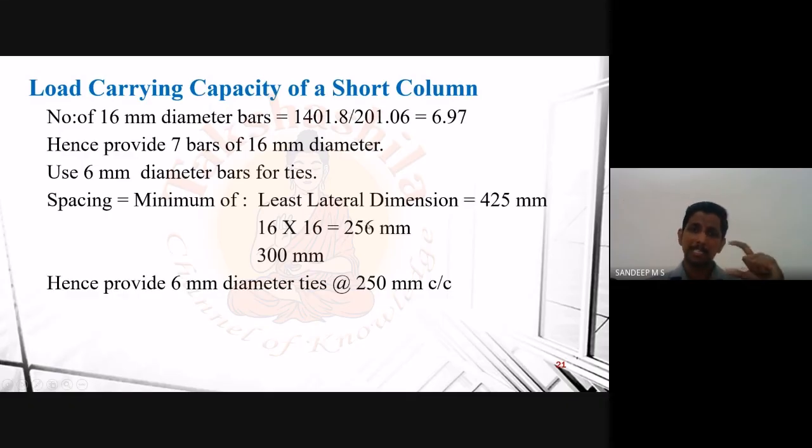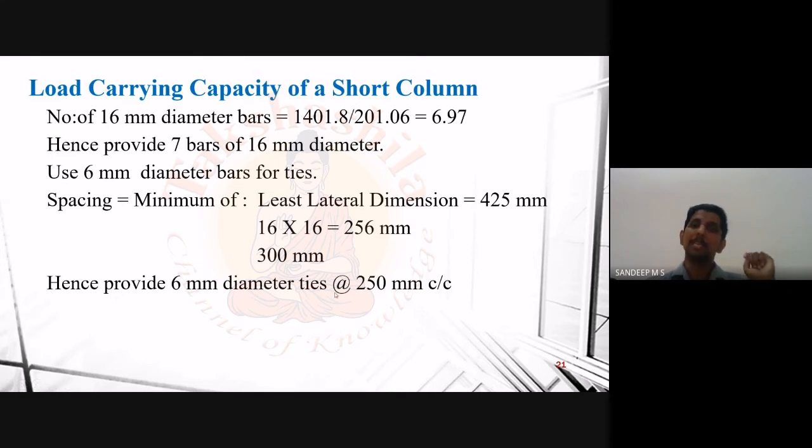Again, to provide ties at a distance of 256 is practically not possible. This is center to center spacing, so we will round it down. We are just rounding it down to 250 millimeters center to center. So hence you have to write, hence provide 6 millimeter diameter ties at 250 millimeter center to center. Is your problem complete now?